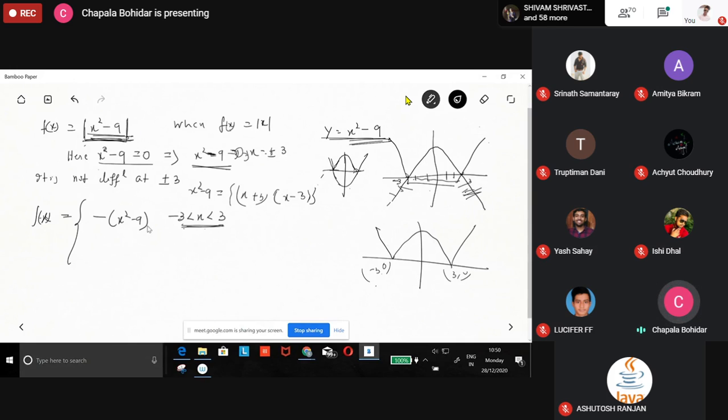So in this interval I can write it as minus of x square minus 9, because the functional value is negative. I can write it this way. Clear? Now all of you are clear?